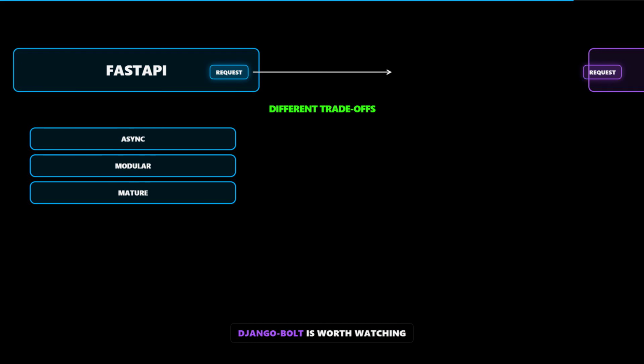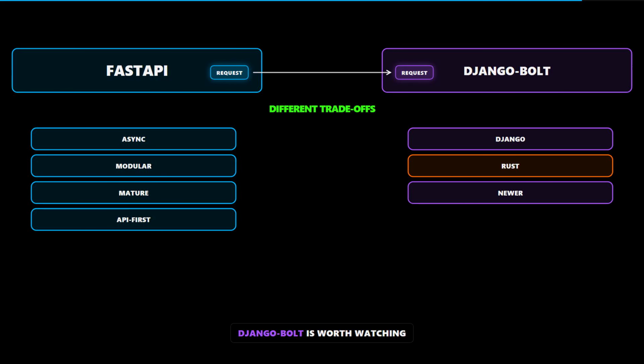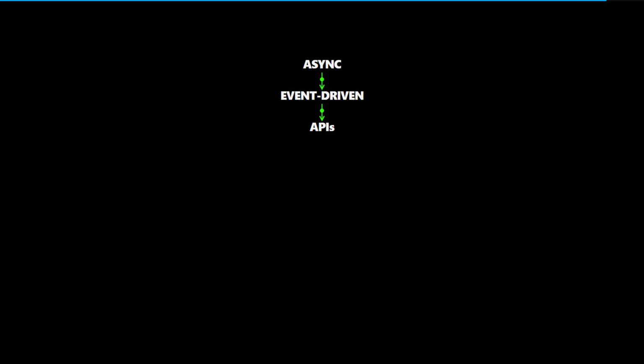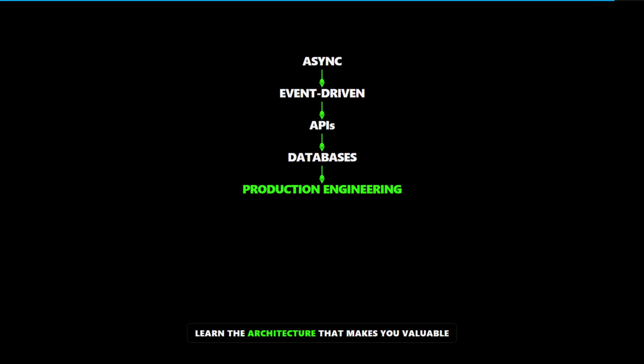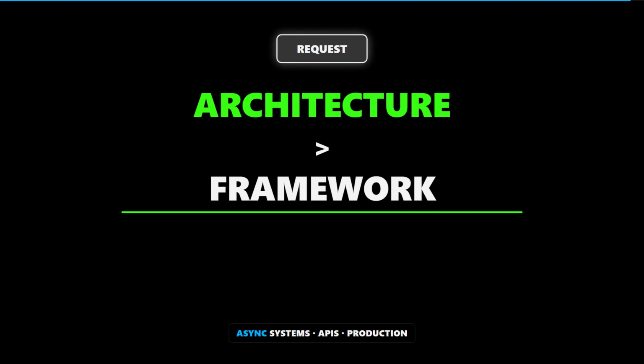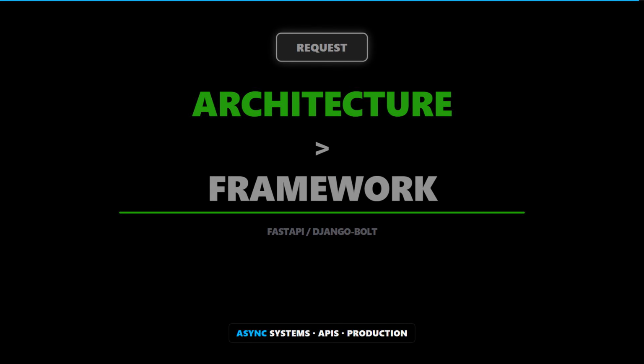But Django-Bolt is one of the most interesting frameworks to watch because it combines Django's ecosystem with a Rust-powered architecture. So don't learn the framework with the highest benchmark. Learn the architecture that makes you valuable. And right now, that's async systems, APIs, event-driven architecture, and production-grade backend engineering.